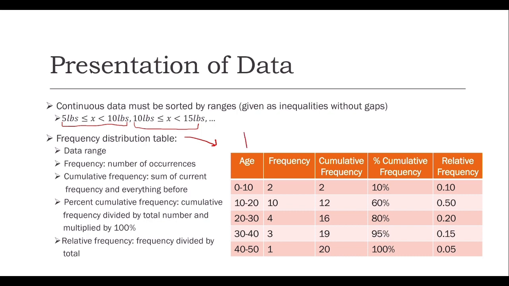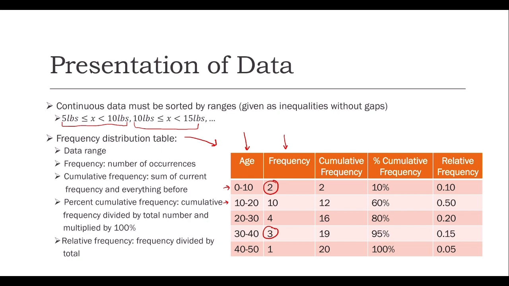So your first column would be your data range. So here we have age, so it's from 0 to 10, 10 to 20, and so on. And then we have our frequency. So your frequency table doesn't have to have all of these columns. It could just have these first two. So here it says there's 2 people who were 0 to 10. There are 3 people who were 30 to 40. So this is the number of occurrences.